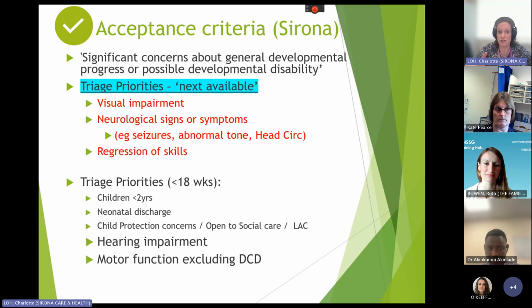So then our urgent triage, or our prioritising triage, which is to be seen within 18 weeks. So bear that in mind when you're seeing the child. If you think, actually, I'm really concerned about this child, consider phoning through or highlighting it to our triage system. I'll show you how to do that in a moment. So, we prioritise children who are under 2, those who've been discharged from neonates, those who have got child protection concerns, then hearing impairment, and then any motor function difficulty, excluding DCD or dyspraxia.